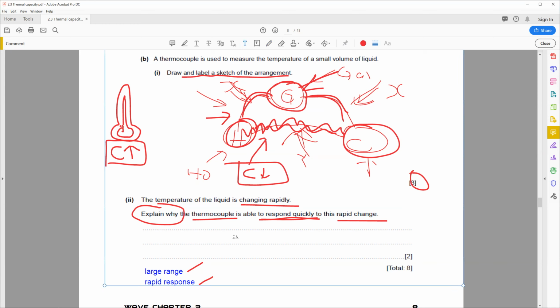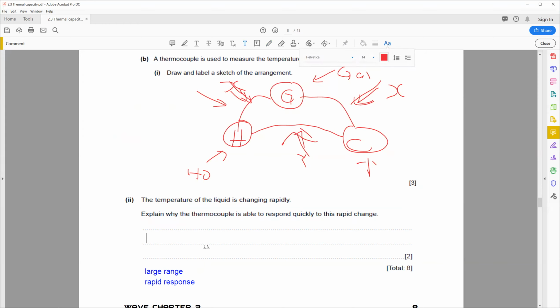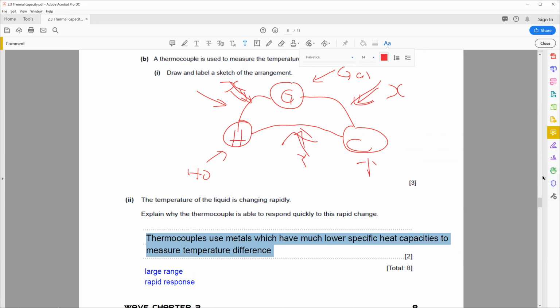So if I were to structure this answer, right, I'll say something like: thermocouples use metals which have much lower specific heat capacity to measure temperature. You have to understand what is going on here, guys. It is basically a thermocouple measuring with metals, guys, which have much lower specific heat capacity. And that is the keyword.